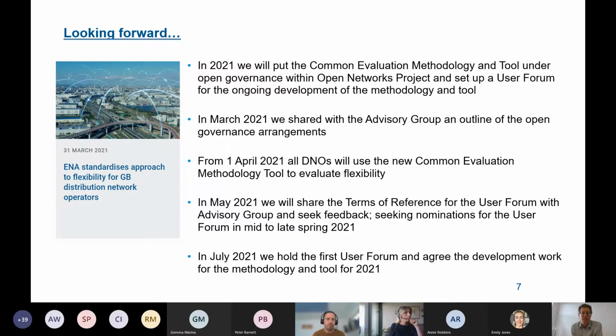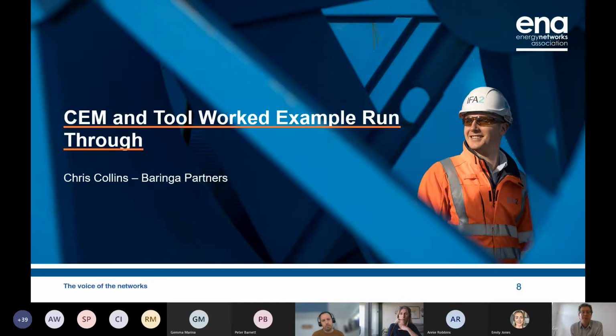And as we get towards July, when we're expecting to start the user forum and its ongoing development, so that's the ongoing development of the methodology and the tool, we'll be seeking nominations for participants for the user forum. And that's probably going to be coming out maybe mid to late spring. So I suspect May, maybe late May, early June, we'll be looking for nominations. So I ask you to look out for that. That's really quite important. Can you move to the next slide, please, Annie?